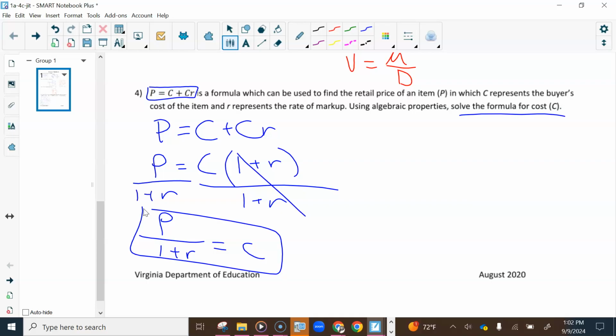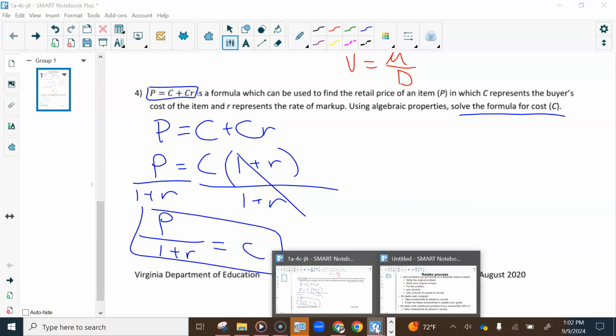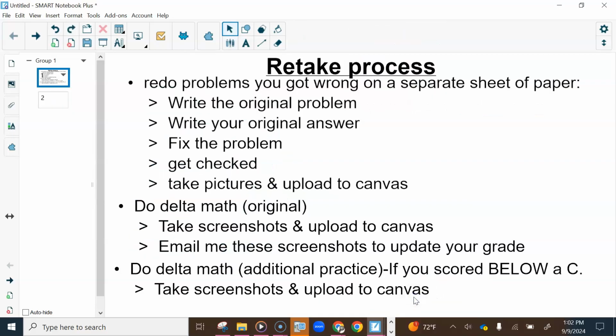So, I'm going to explain your flex day, and we'll do that for the rest of class. Those that need to finish a test will be working on that. Those that finish their test, I'm going to be passing it back out to you, and you're going to look and see whether you want to retake or not. If you want to retake, I'm going to go through that process really quickly, and I'll leave this up here.